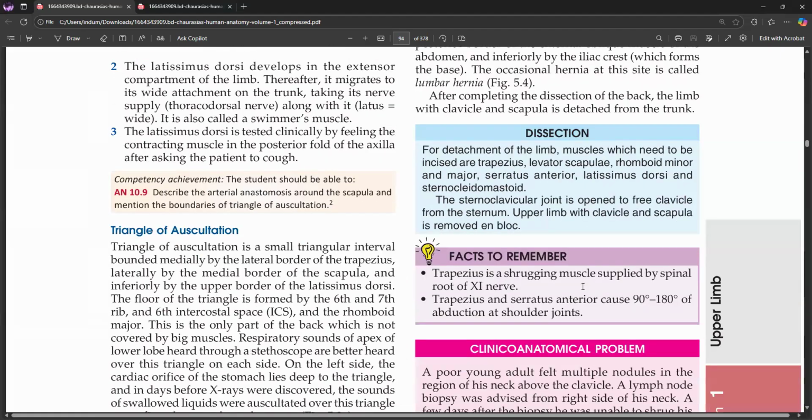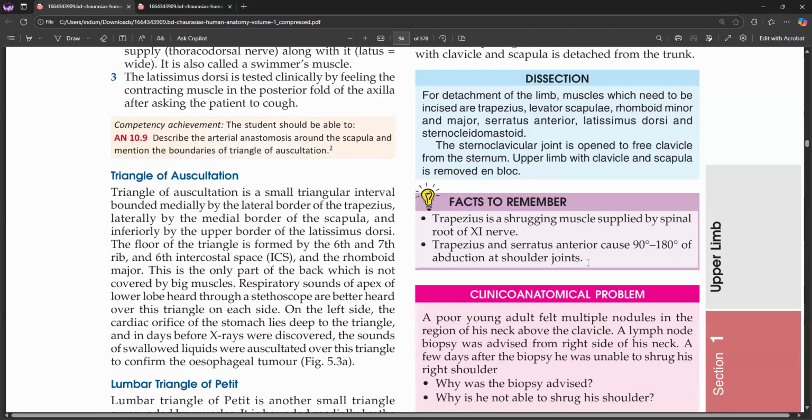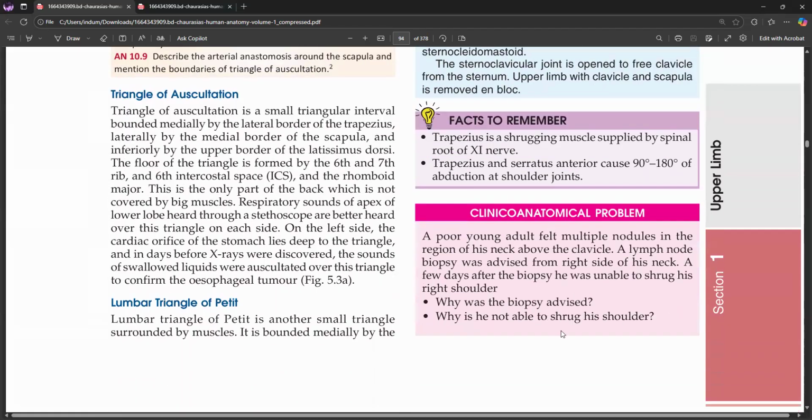Facts to remember. Trapezius is a shrugging muscle supplied by the spinal root of 11th nerve. Trapezius and serratus anterior cause 90° to 180° of abduction at shoulder joints. Clinico-anatomical problem. A poor young adult felt multiple nodules in the region of his neck above the clavicle. A lymph node biopsy was advised from right side of his neck. A few days after the biopsy, he was unable to shrug his right shoulder. Why was the biopsy advised? Why is he not able to shrug his shoulder?